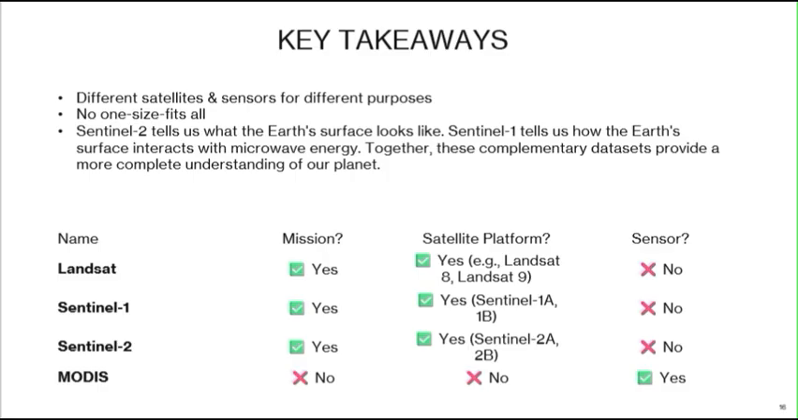This is a helpful chart in wrapping up what we discussed. The key takeaway is that there are different satellites and sensors for different purposes. You have to understand your objective in order to decide what satellite platform and sensor you want to collect images from. There's no one size fits all satellite and sensor type. It depends on your project. Sentinel-2 tells us what the Earth's surface looks like. Sentinel-1 tells us how the Earth's surface interacts with microwave energy. Together, these complementary data sets provide a much more complete understanding of our planet.